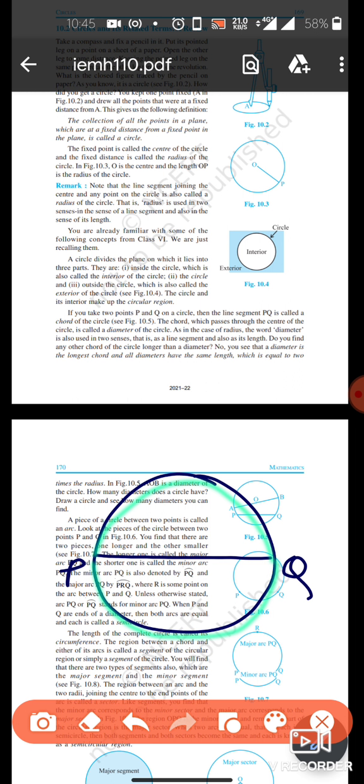So if this type of situation occurs, you can say that each part is a semicircle. So underline the definition of semicircle. When P and Q are endpoints of a diameter, then both the arcs are equal and each is called a semicircle. When you get both arcs equal along with the diameter, at that time you get the figure of a semicircle.